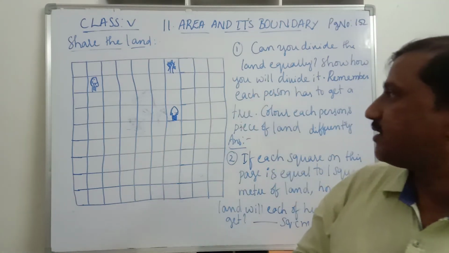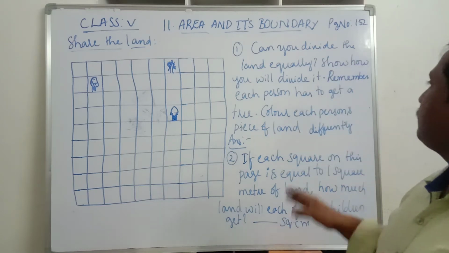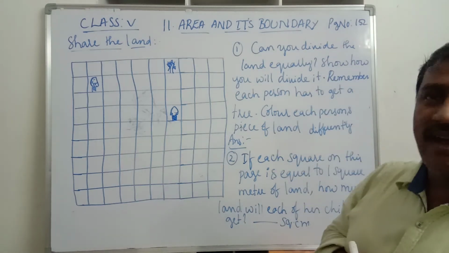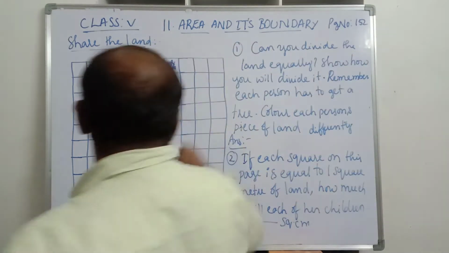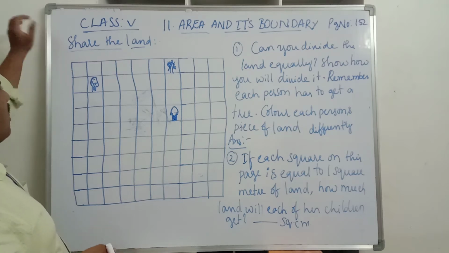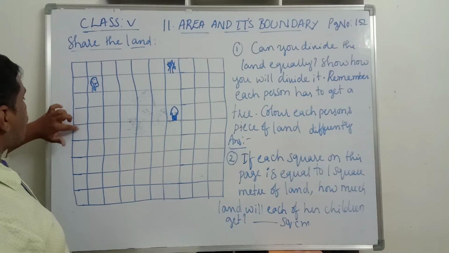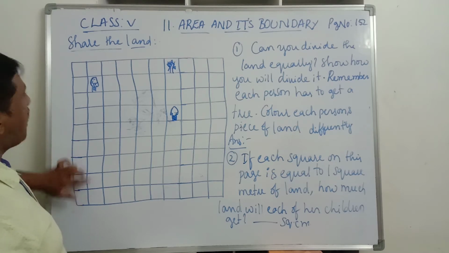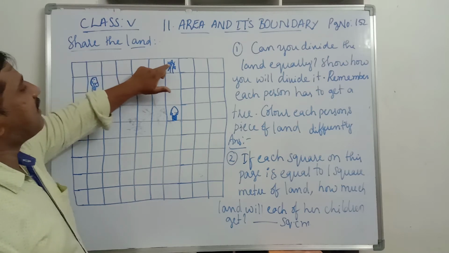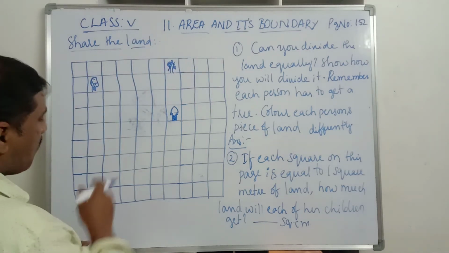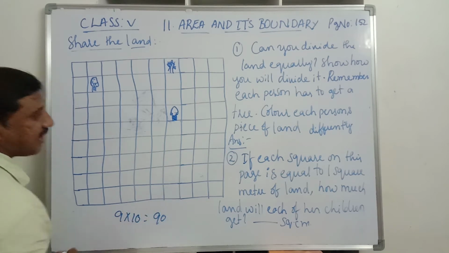Now here the questions are there. Can you divide this land equally? Yes, we can divide this land equally. Why can we divide this equally? Because how many boxes are there? Here we have rows. How many rows are there? 1, 2, 3, 4, 5, 6, 7, 8, 9 rows. And in each row, how many boxes are there? 1, 2, 3, 4, 5, 6, 7, 8, 9, 10. So total how many boxes are there? 9 into 10. It is 90 boxes.